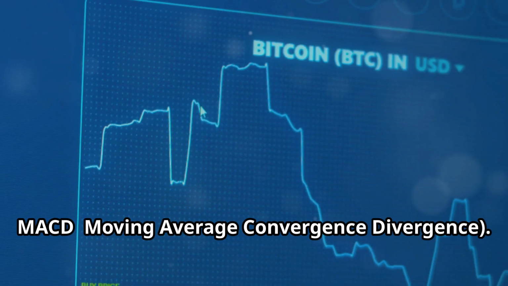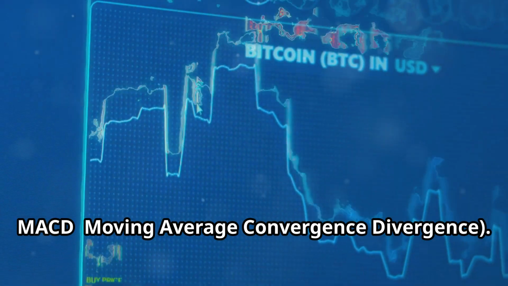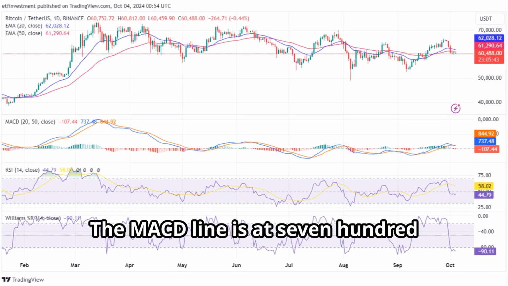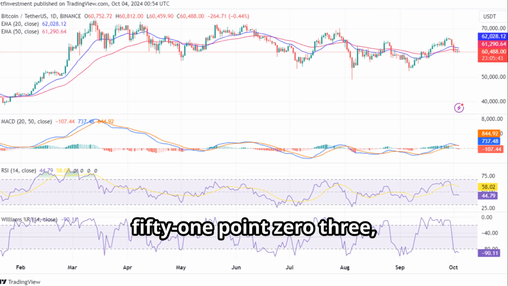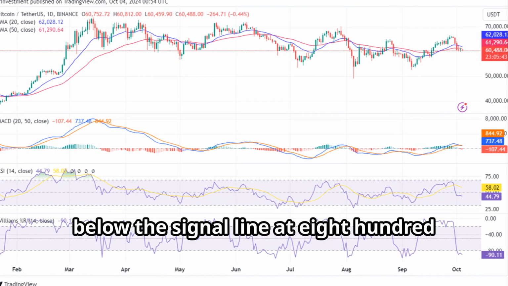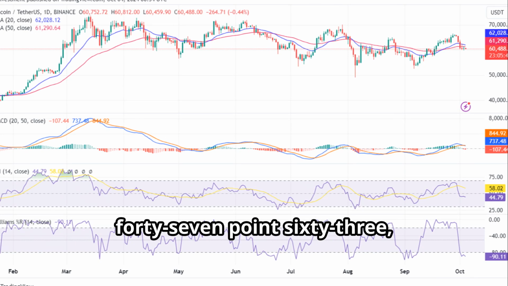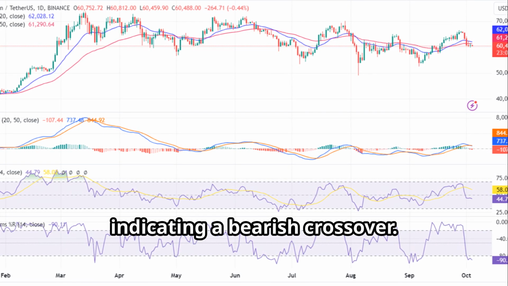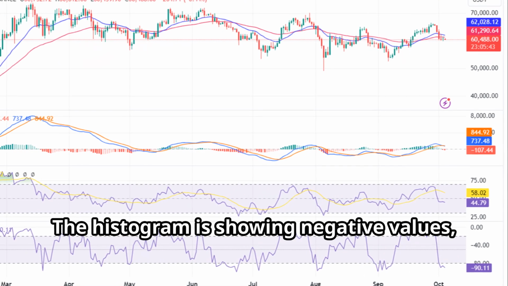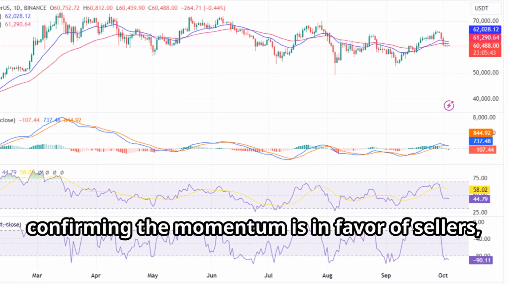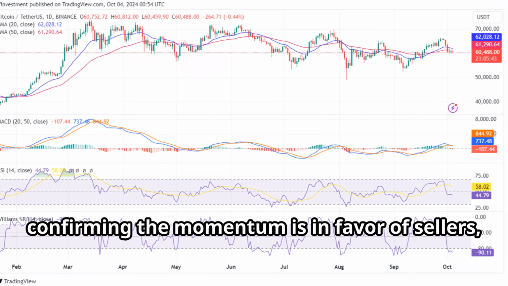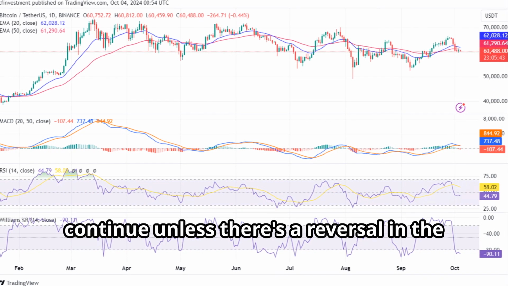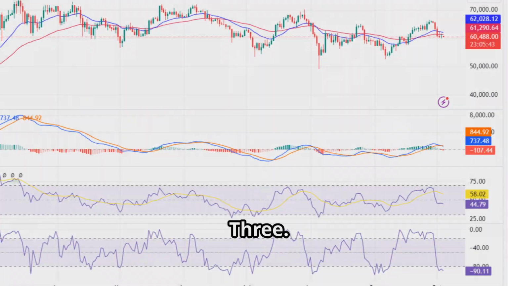2. MACD, Moving Average Convergence Divergence. The MACD line is at 751.03, below the signal line at 847.63, indicating a bearish crossover. The histogram is showing negative values, confirming the momentum is in favor of sellers, and the bearish trend is likely to continue unless there's a reversal in the near future.